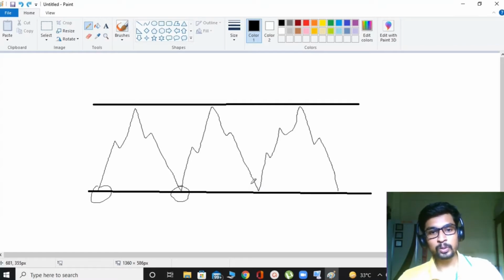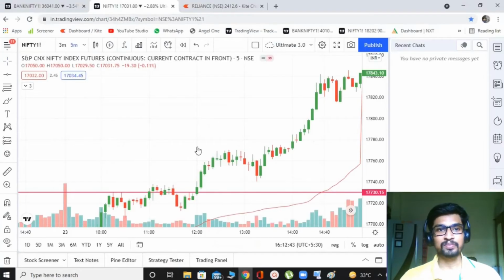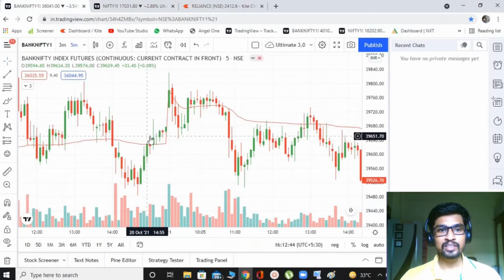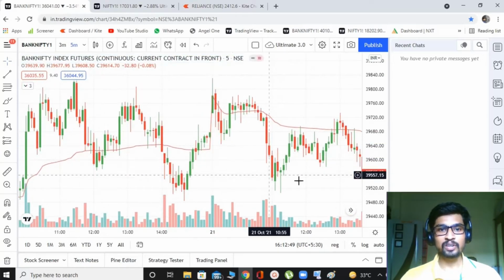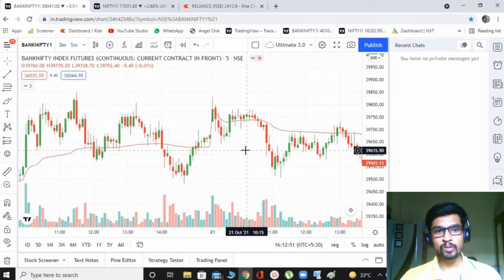People are noticing that market is coming down, going up, coming down, going up. So people are going to buy on these levels. People are going to accumulate Bank Nifty on these levels, right? Let's see what happens. So here's Bank Nifty, and this is the chart which I was talking about. So what do you see over here?